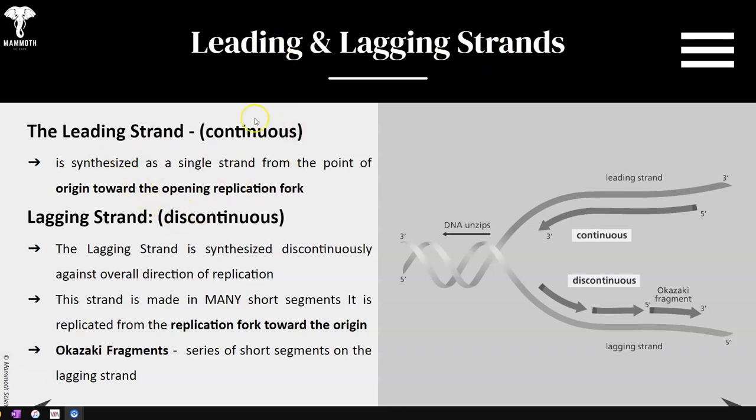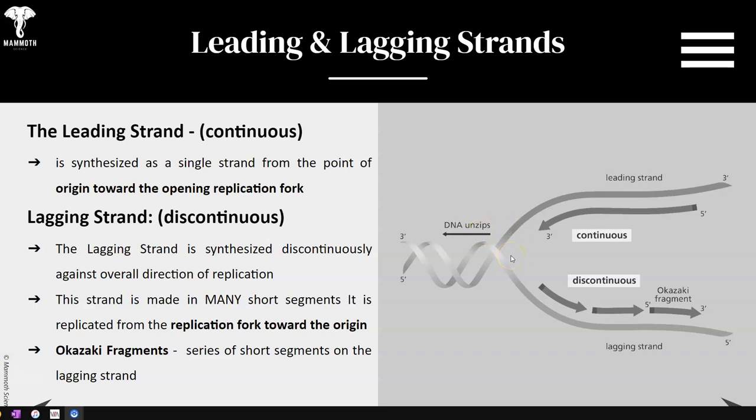The leading strand we refer to as continuous is synthesized by a single strand from the point of origin to the replication fork. And like I said, the original strand in this representation goes from 5' to 3', and then the new strand is laid down from 5' at the 3' end of the old strand, back toward the replication fork.